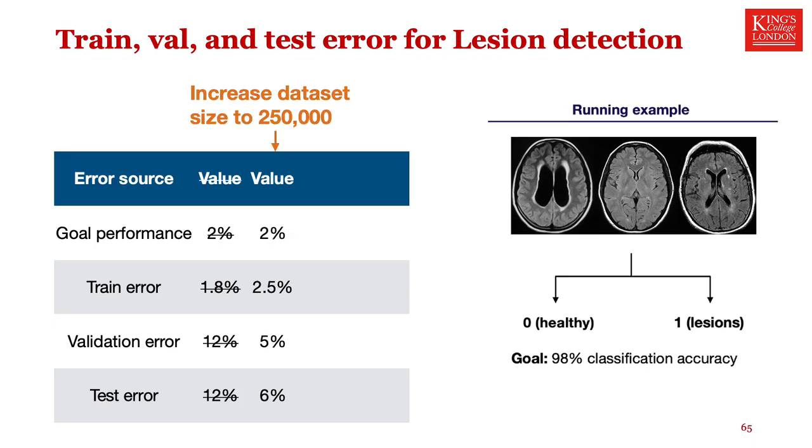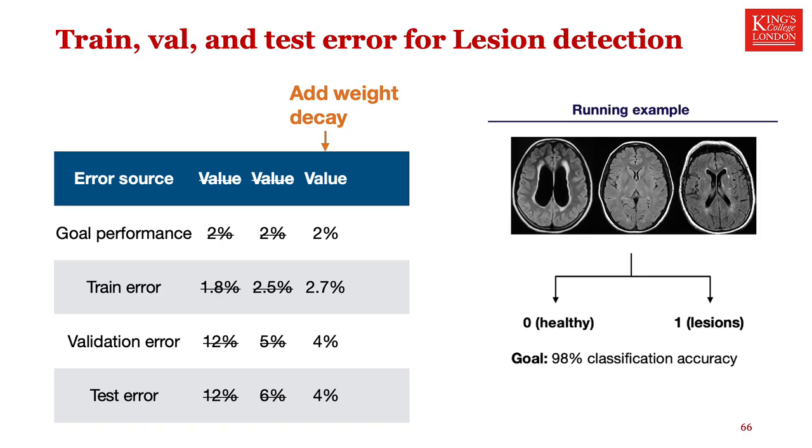So if you increase the data set, for example, what happens is that your train error will fluctuate. So it might go from 1.8 to 2.5. So it becomes harder for you to overfit on your training set, which means your training set is now going to be more robust and it will extrapolate more to the holdout set, which is the validation error. And that's going to end up with a 5% validation error and a test error of 6%.